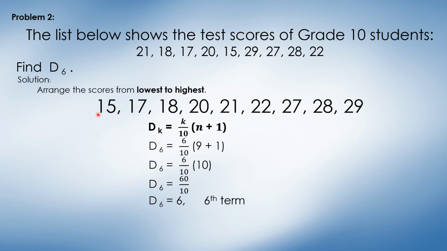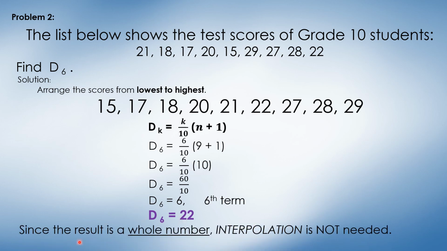So let us count 1, 2, 3, 4, 5, 6. So the sixth term is 22. So the sixth decile is equal to 22. Since the result is a whole number, interpolation is not needed. So our answer for the sixth decile is equal to 22.